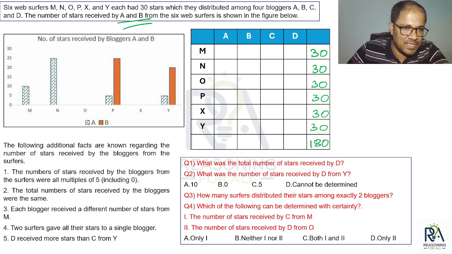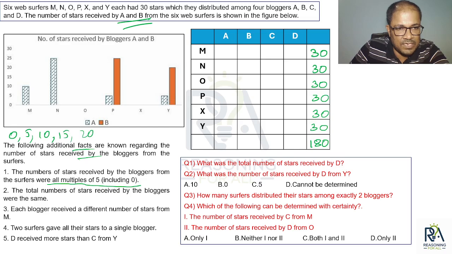What we have: the following additional facts are known regarding the number of stars received by the bloggers from the surfers. The numbers of stars received by the bloggers from the surfers were all multiples of 5, including 0. That means the values will be either 0, 5, 10, 15, 20, 25 or 30. So these are the values that will be appearing here. Taking down the data from the graph might be easy now, but still let's look at the other conditions.